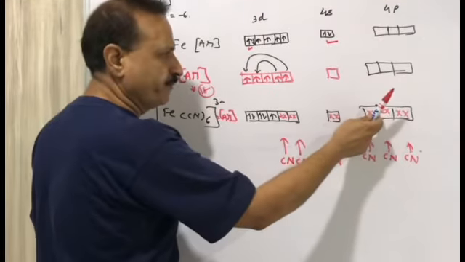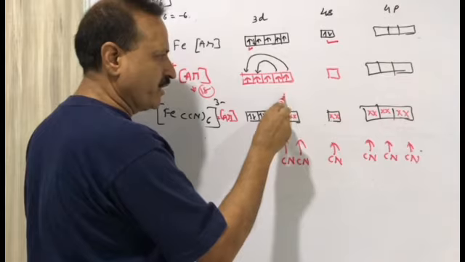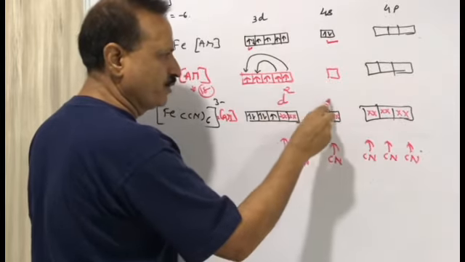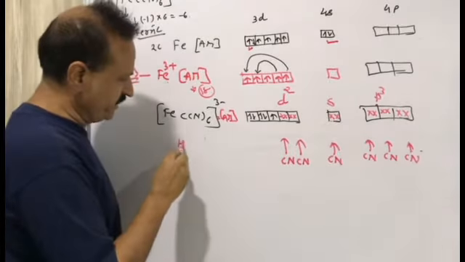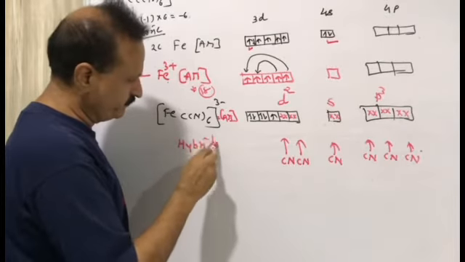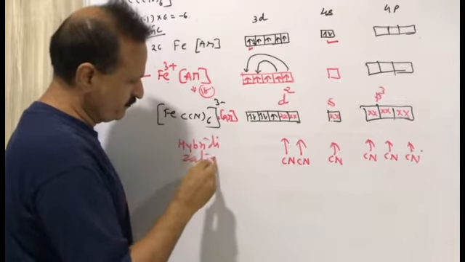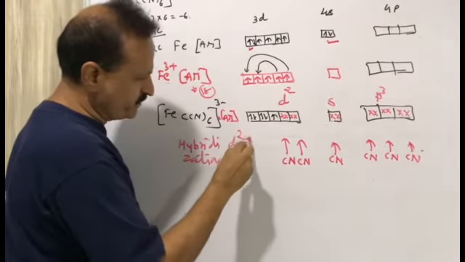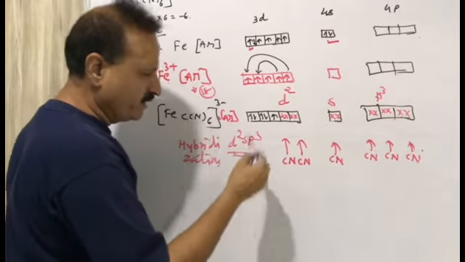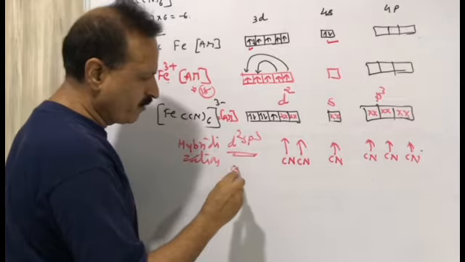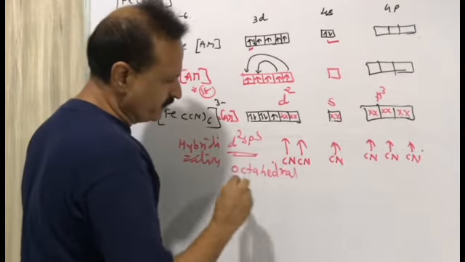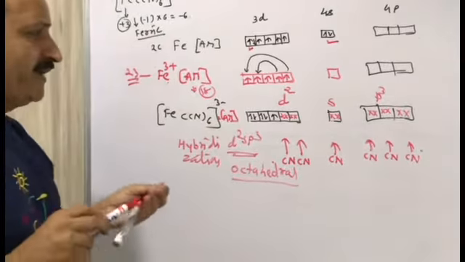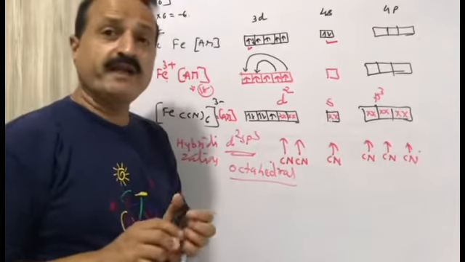S1 orbital and P3 orbital. So hybridization will be d2sp3. It is clear. Shape will be octahedral. It is clear, no problem. Now we are going to discuss the magnetic property.